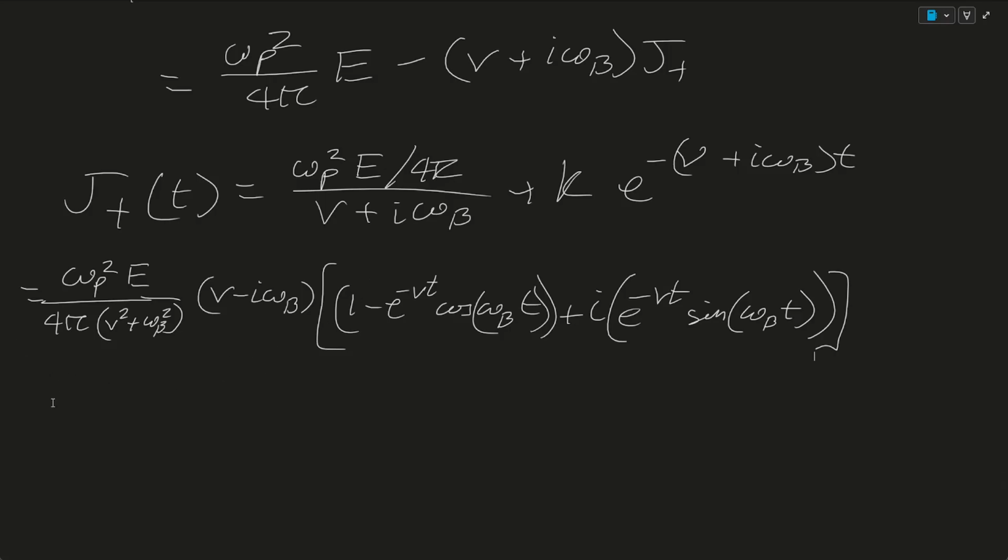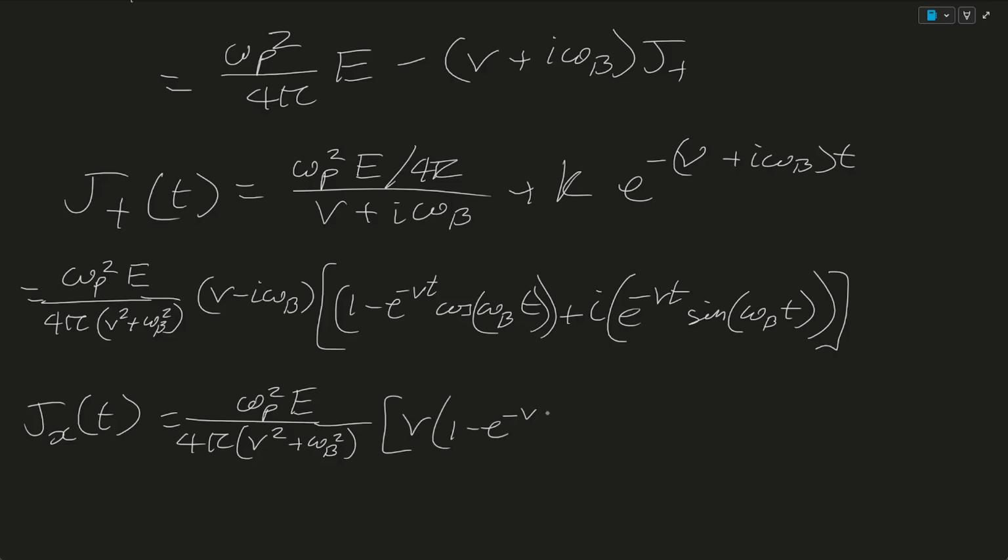Anyway, let's split it up and take the real and the imaginary parts separately. So we can get that j sub x of t is omega p squared e over 4 pi, nu squared plus omega b squared, times nu times 1 minus e to the minus nu t cos omega b t, plus omega b e to the minus nu t sine omega b t.